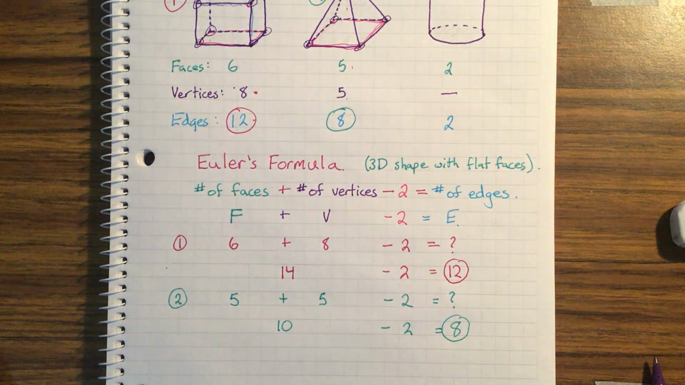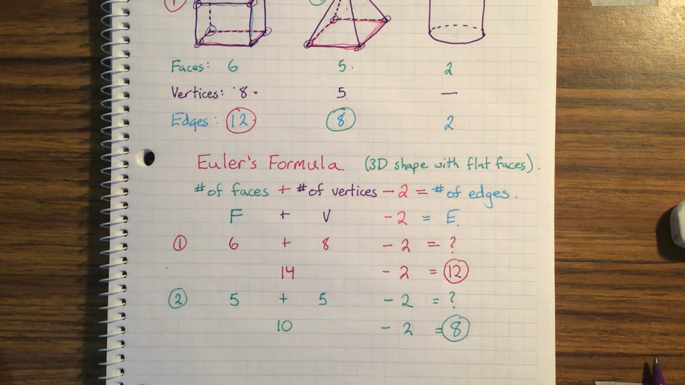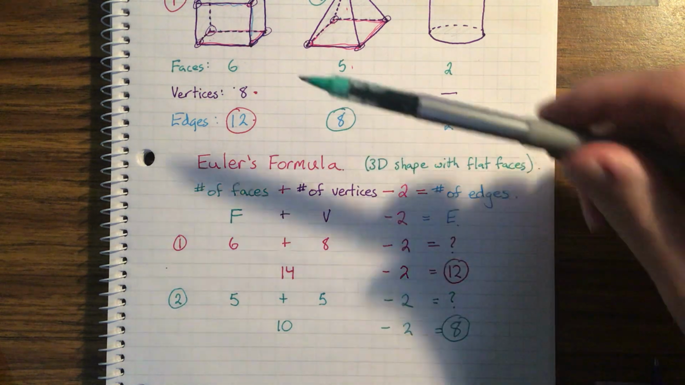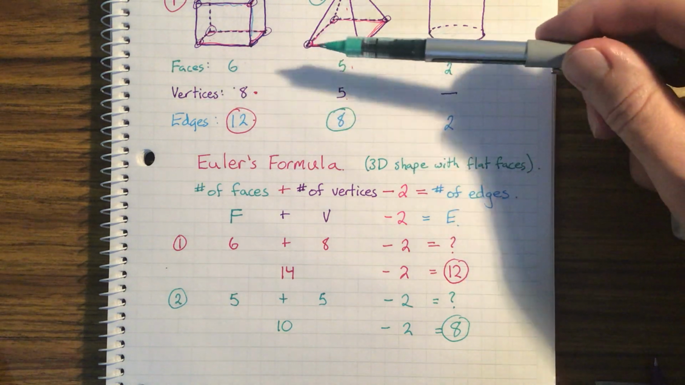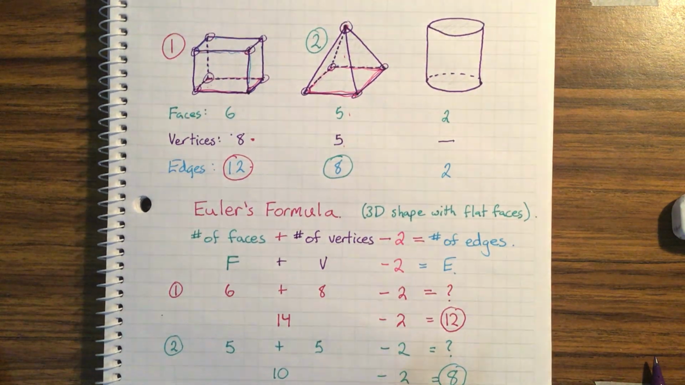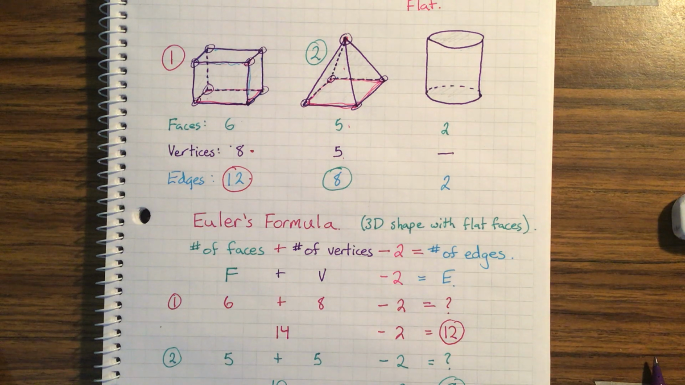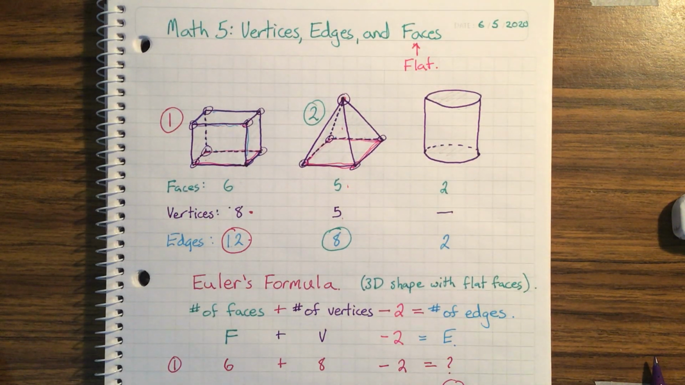You'll notice also here that our edges is always going to be our largest number. The question that's interesting, will the vertices always be the second largest? And will the faces always be the smallest? It's an interesting question. I hope this helped you understand what vertices, edges, and faces are, and that you can count them up, and that you can apply Euler's formula to 3-dimensional shapes that have all flat faces.